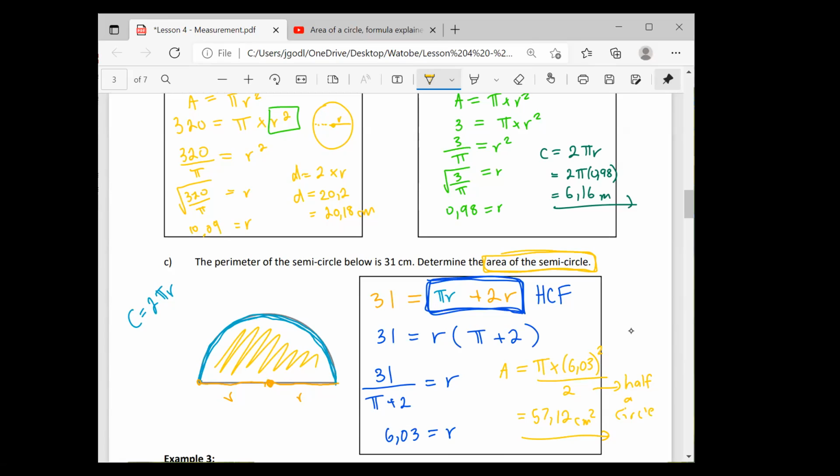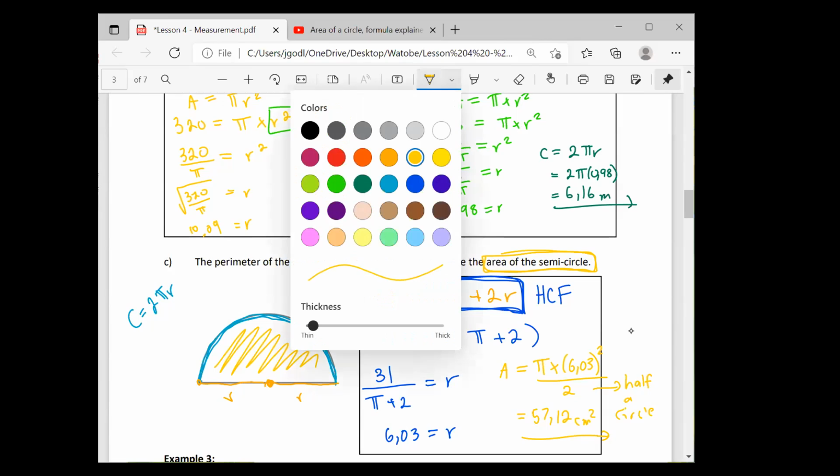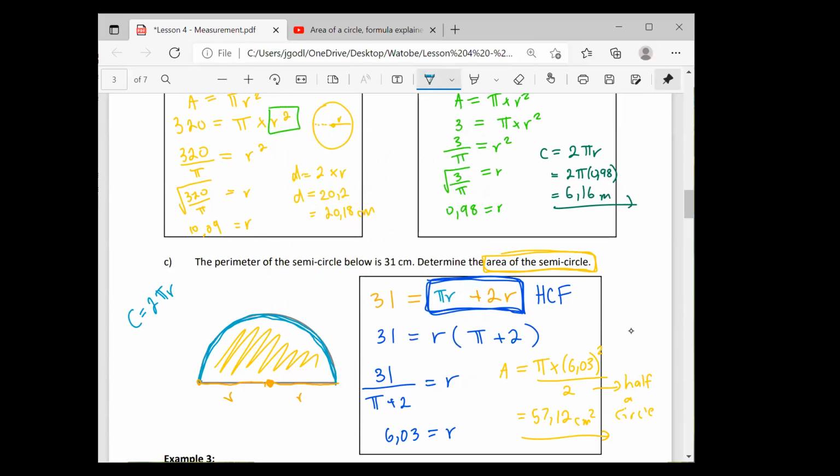Okay. So we got 6,03 by putting all of this, the 31 over pi plus 2, that fraction, into our calculator. We put that whole fraction into our calculator and we get 6,03.